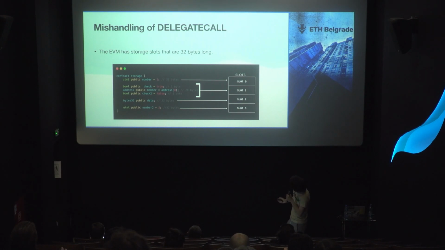So the EVM has storage slots that are 32 bytes long. So we have a uint256, this is the alias for that. This is one slot. We have an address, which is 20 bytes, and some bools, which are packed into one slot. And then we have 2 additional slots that are taken up by these things.